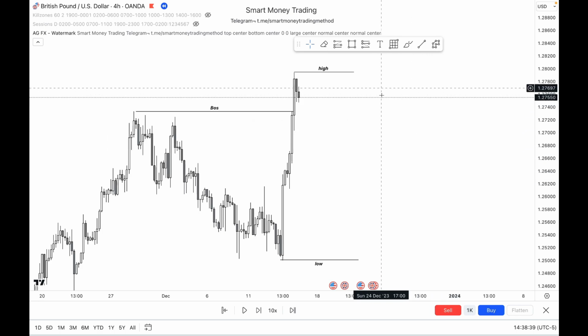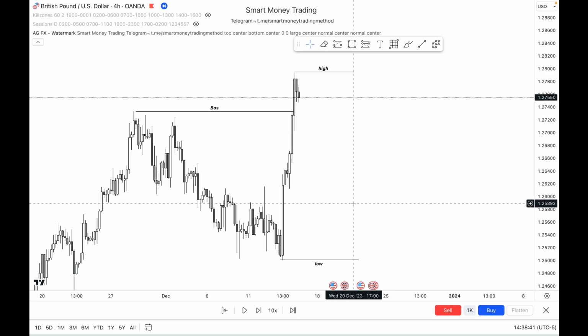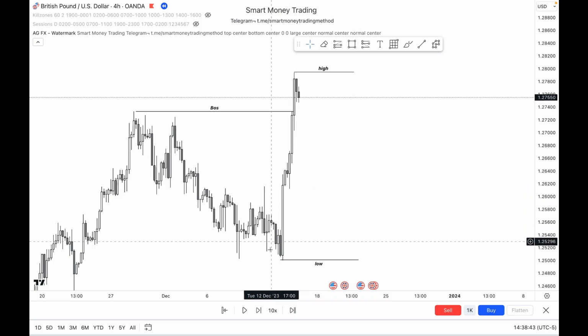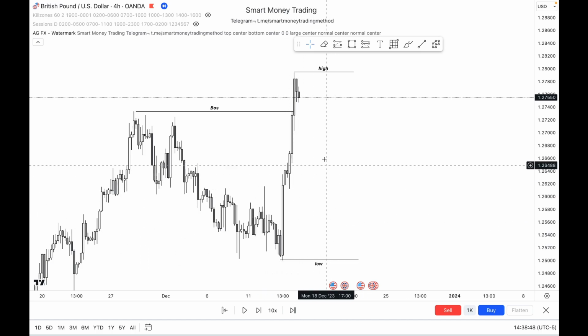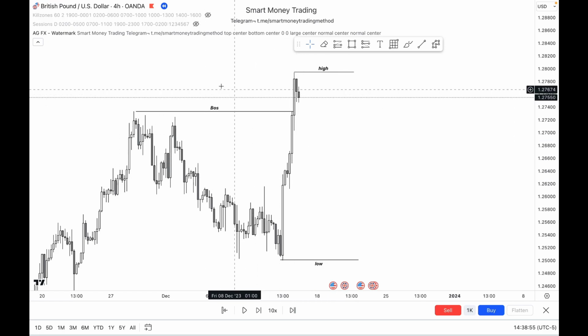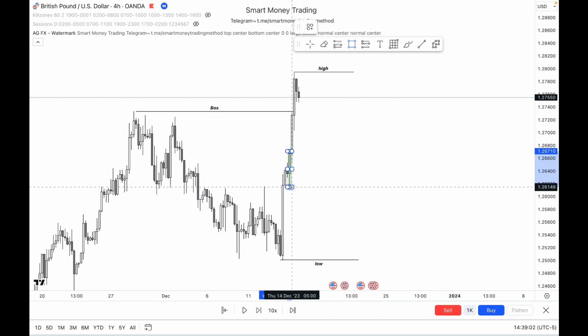So, the points of interest in an impulse are usually the extreme that we have down here, or the decisional. The decisional point is usually closer to the zone of structural break. In this case, the decisional point is this one. I'll mark it. This is the decisional point. It is a demand zone. Let's mark it that way for now.